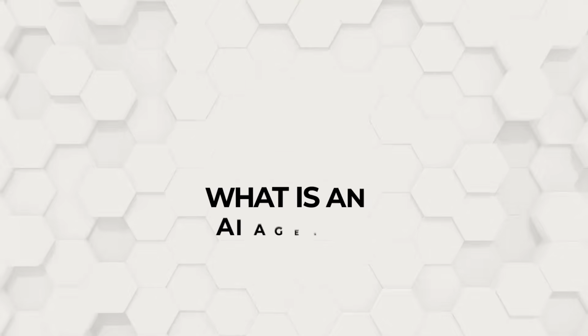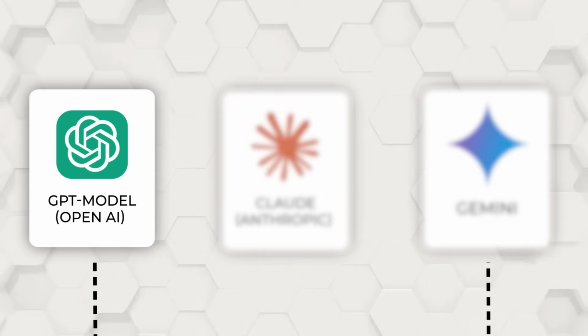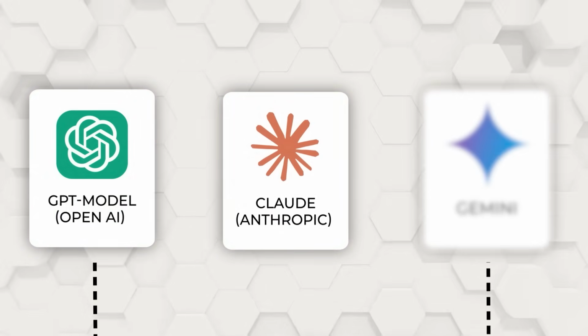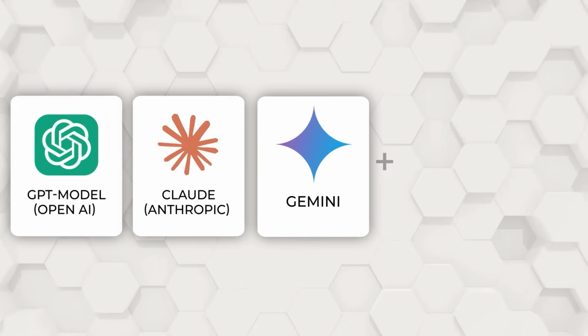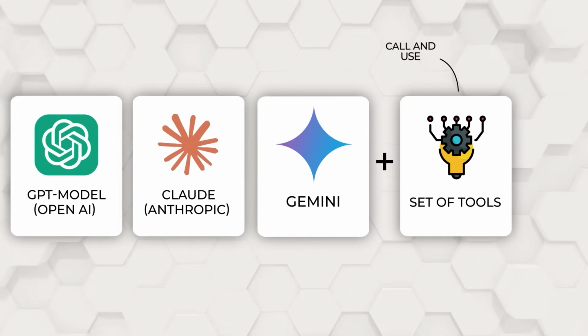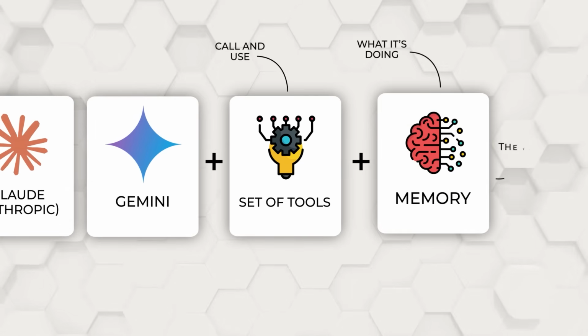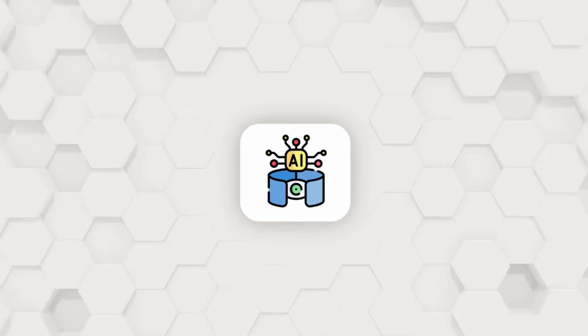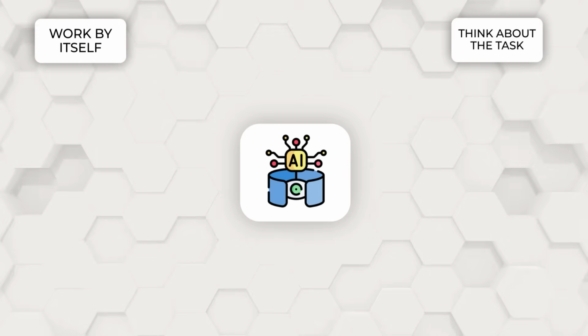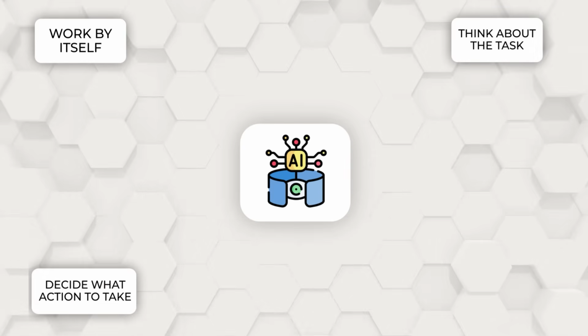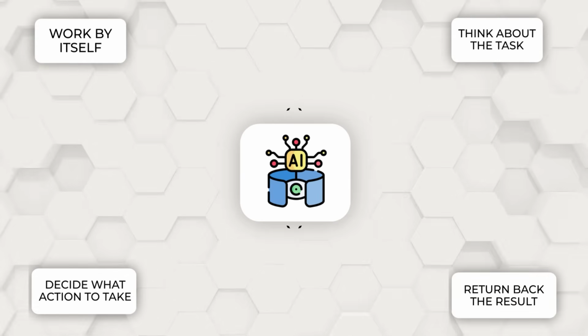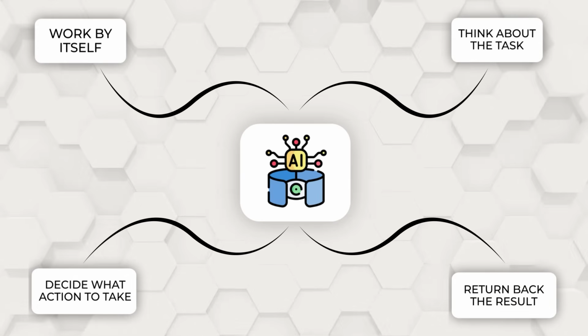So let's start and understand the idea behind tiny AI agents. First, in 30 seconds, what is an AI agent? It is simply a combination of a language model, like GPT models from OpenAI or Claude from Anthropic, any language model or Gemini, plus a set of tools that this language model can call and use, plus memory, so the agent can remember what it's doing, the thoughts, and more importantly, the agent will work by itself. So it will think about the task, it will decide what action to take, it will take it, then return back the result. This is, in short, the idea of AI agents.